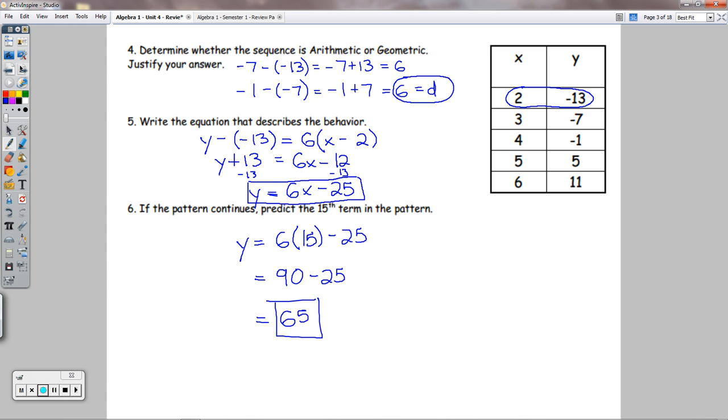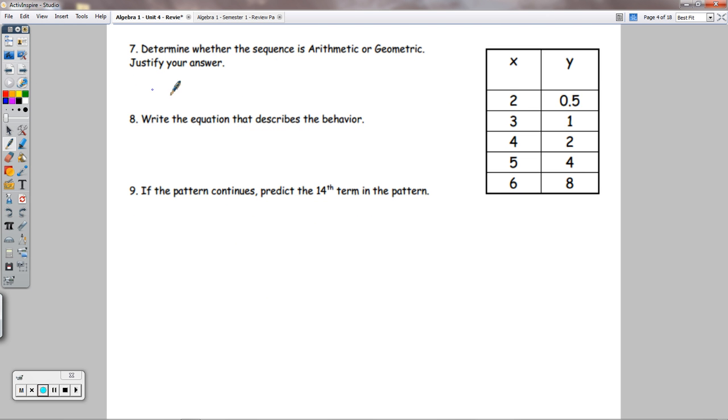Let's see from here. Determine whether a sequence is arithmetic or geometric and justify your answer. So this one, it looks like we're not adding the same thing. It looks like we're multiplying potentially by the same number. So let's do 1 divided by 0.5, and that would be 2. And then 2 divided by 1, the third divided by the second. 2 divided by 1 would also be 2. So this looks like your common ratio in this case.